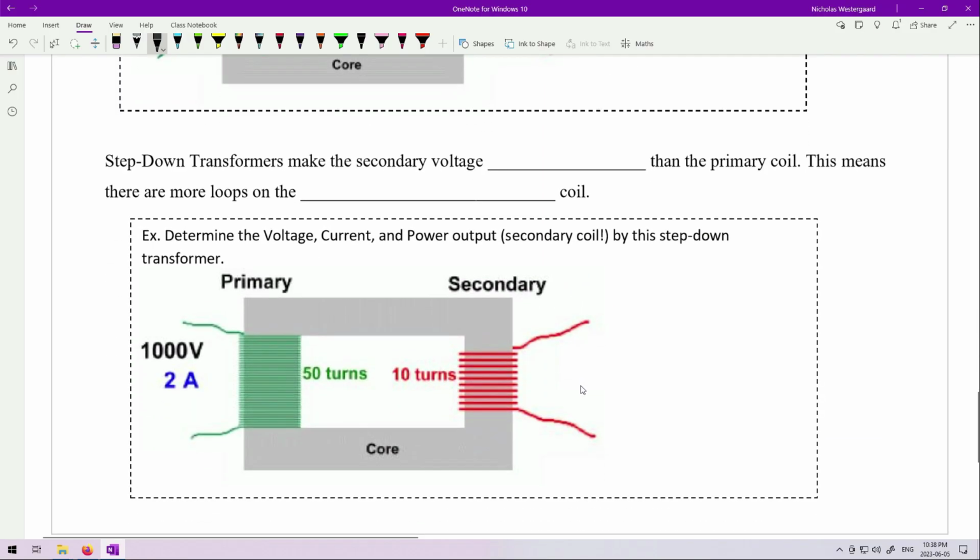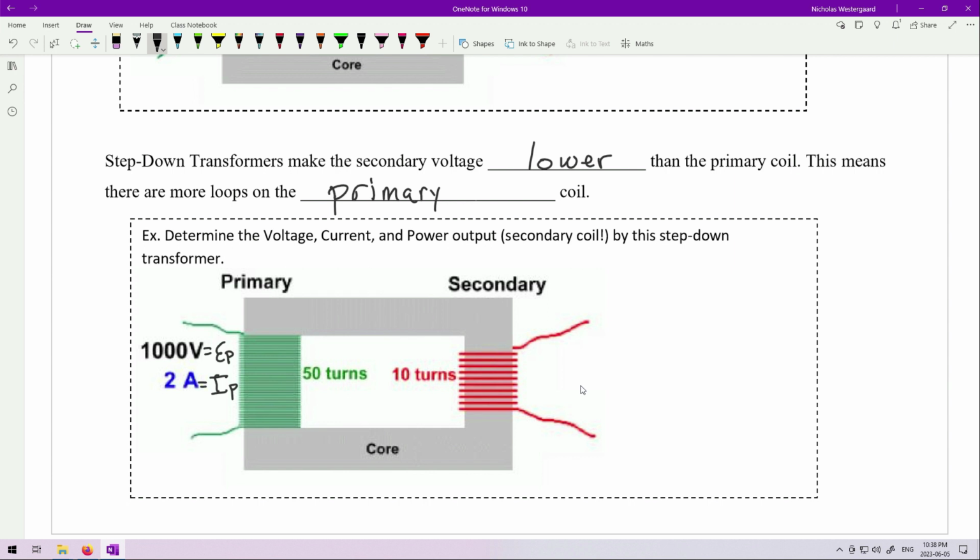The step down transformers, they make secondary voltage lower than the primary coil. This means that there's going to be more loops in the primary coil. So we see our same situation with our primary and our secondary, or our primary voltage and our primary current, or our primary EMF and primary current.